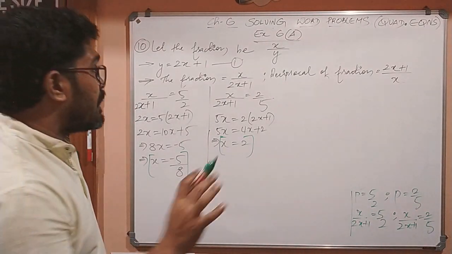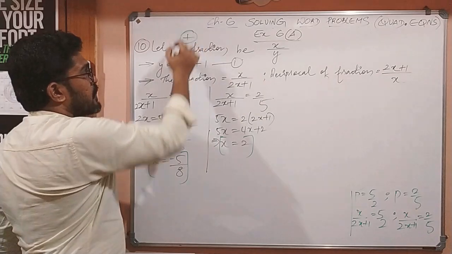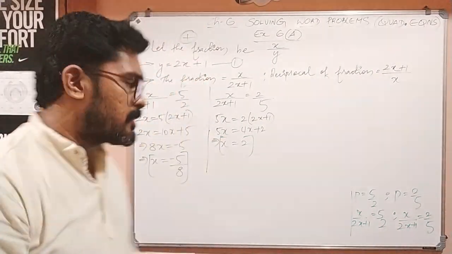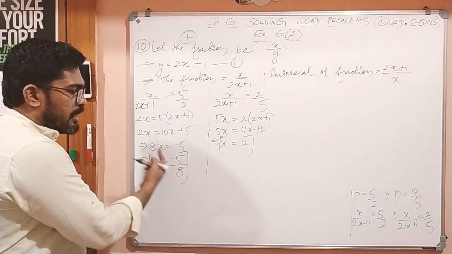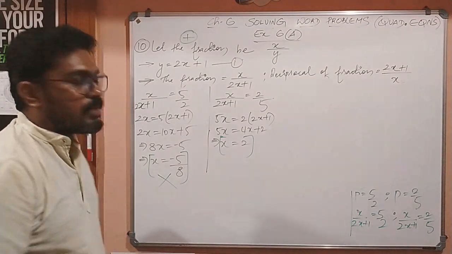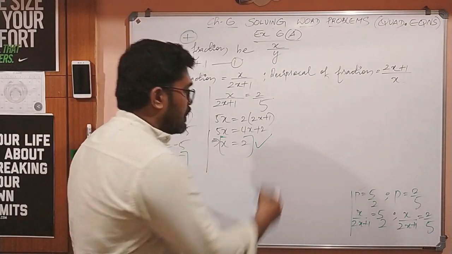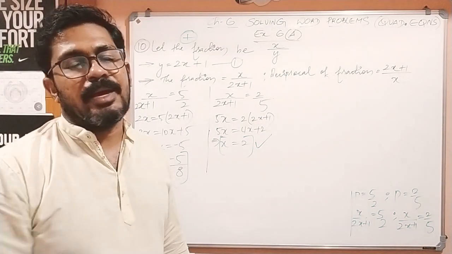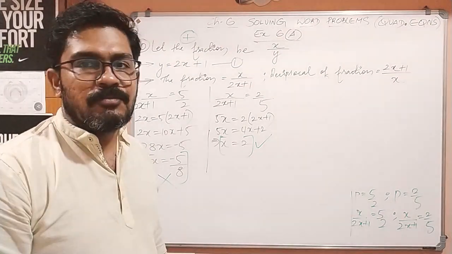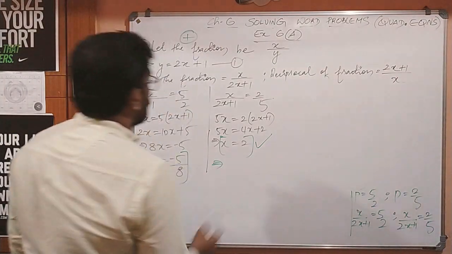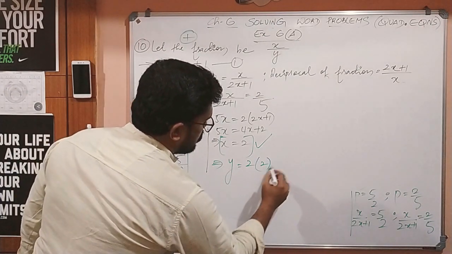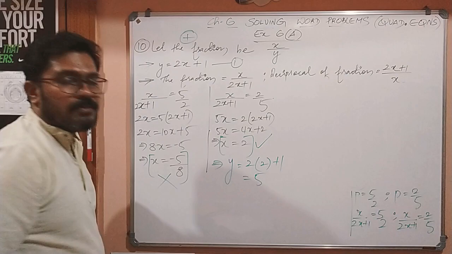But children, they had mentioned in the question that this fraction is what? It is a positive fraction. And for a positive fraction, will I be able to consider x as minus 5 by 8? No, isn't it? So children, this value cannot be accepted, but definitely x is equal to 2 can be accepted. Okay, so once you get the value of x, we can find the value of y. How? Children, we know y is equal to 2x plus 1. Therefore, y is equal to 2 into 2 plus 1, which is equal to 5.